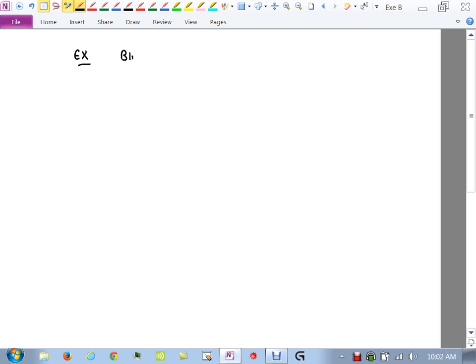So what's a binomial times a binomial? This comes up a lot, okay? So I'm going to put a little star next to this one because everyone here needs to get really good at multiplying binomials together.